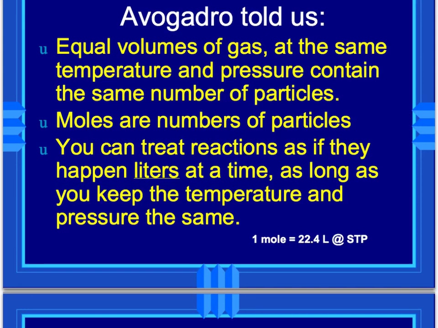So here's just a quick reminder. Avogadro told us that equal volumes of gas at the same temperature and pressure contain the same number of particles. This is a biggie here. They have the same number of particles. Moles are numbers of particles, also a biggie, and you can treat reactions as if they happen in liters at a time as long as you keep the temperature and pressure the same. So that's why in these liter problems you'll mostly see them say at STP, meaning standard temperature and pressure.